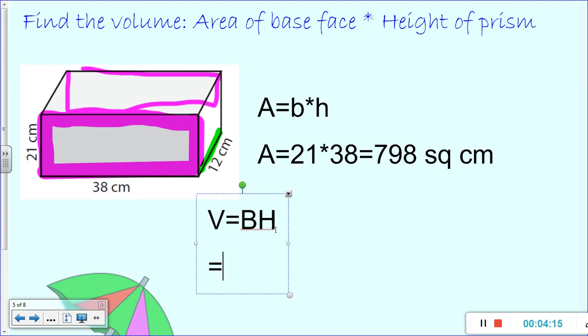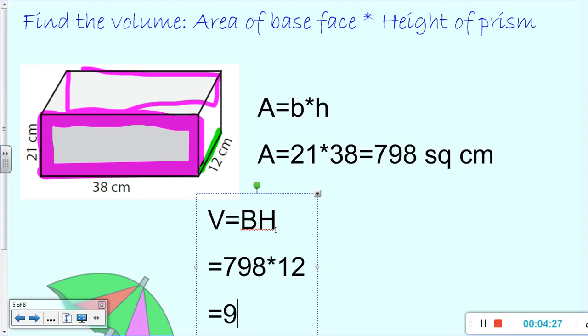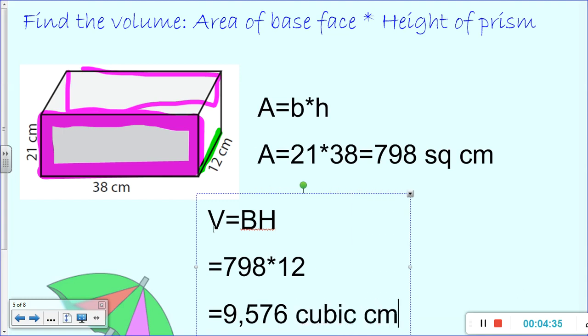So I have the 798 for the area of the base face times the 12 for the height of the actual prism. When I do that multiplication, I get 9,576. And this isn't going to be square centimeters anymore. It's going to be cubic centimeters, because now I'm talking about how much I can put inside the actual shape.